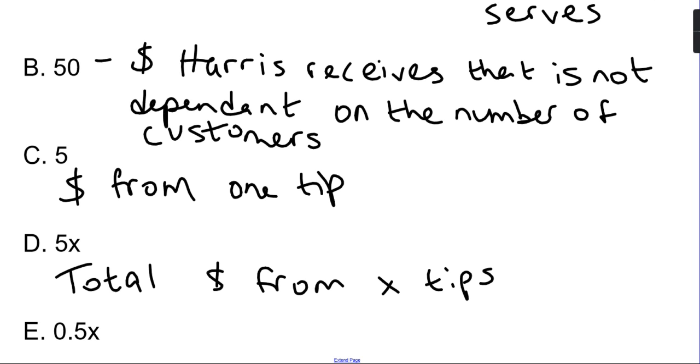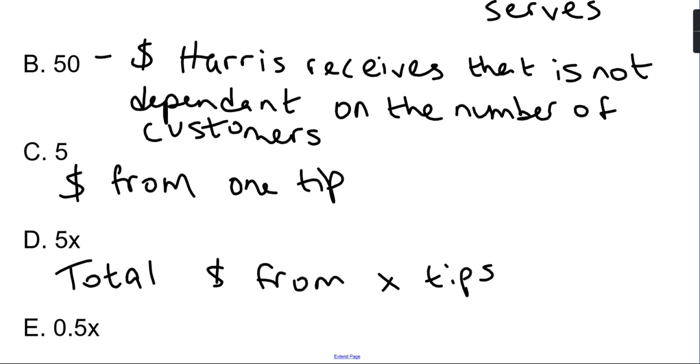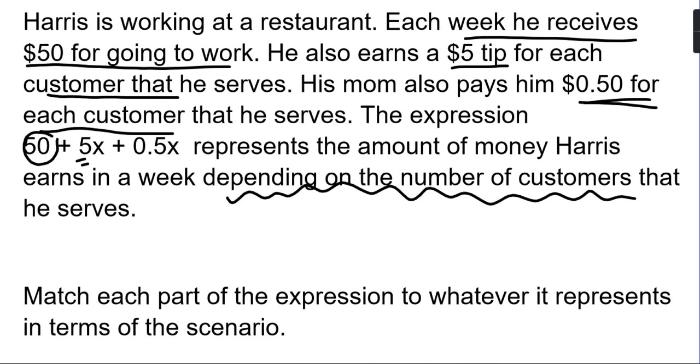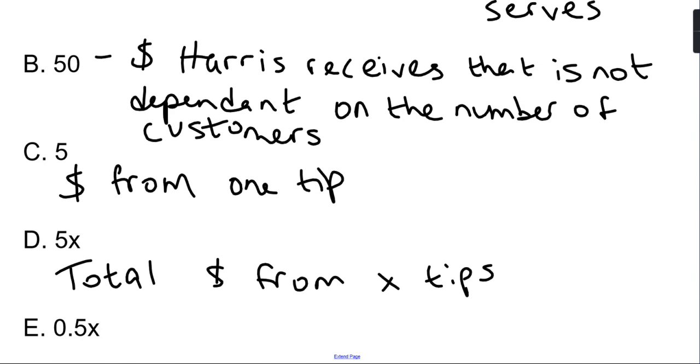And then we have 0.5x. Okay, 0.5, 50 cents is the amount of money, if we go back up here, 50 cents from his mom. For some reason, his mom is bribing him for his work or rewarding him for serving more customers. I don't know why, but he gets this money from mom depending on the number of customers he serves. So this is the money, the total money from mom for X customers.